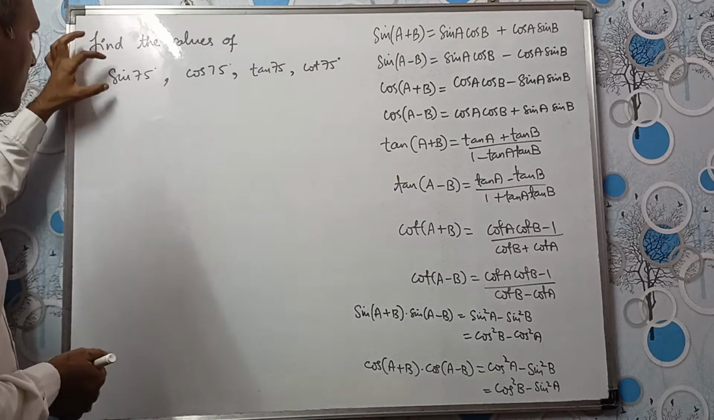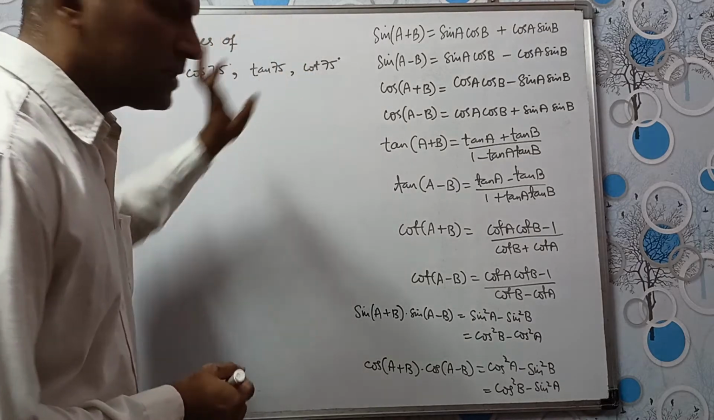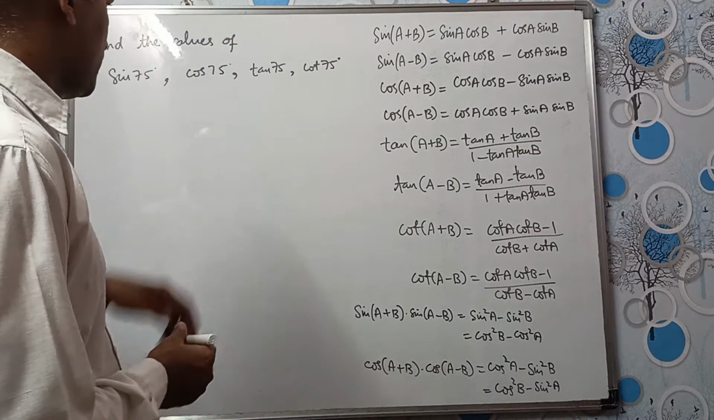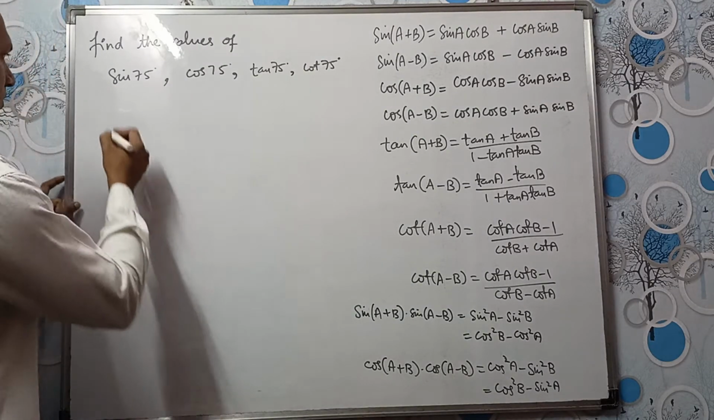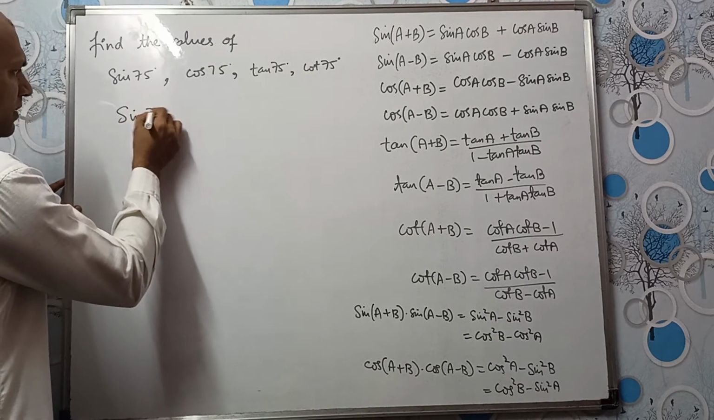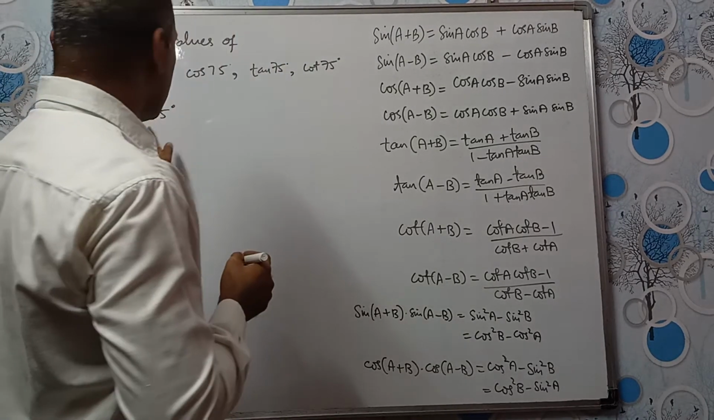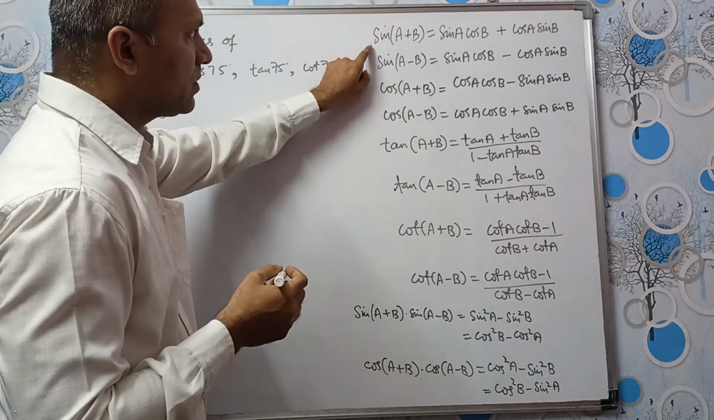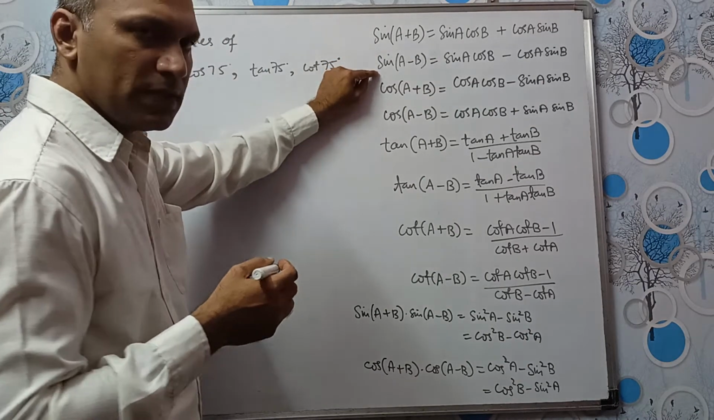First one is find the values of sine 75, cos 75, tan 75, cot 75 degrees. So we need to find the value of sine 75 degrees. We'll use these formulas. For sine 75, we can use sine a plus b, or we can use sine a minus b. What will happen if we use sine a minus b?